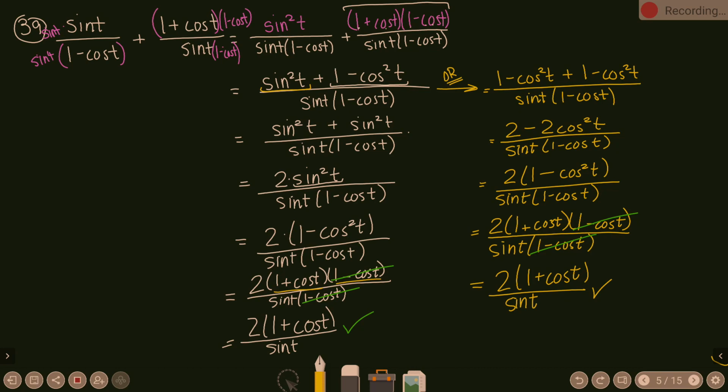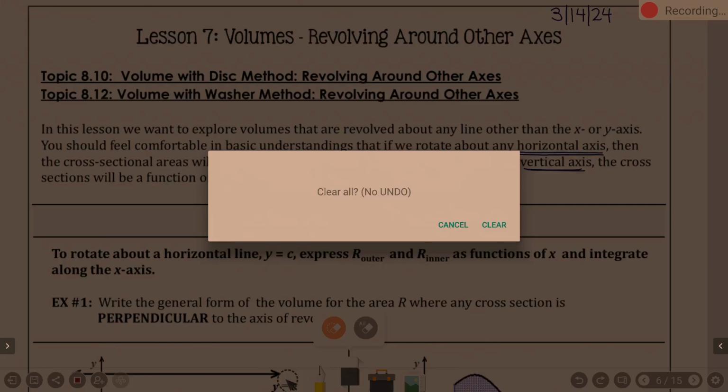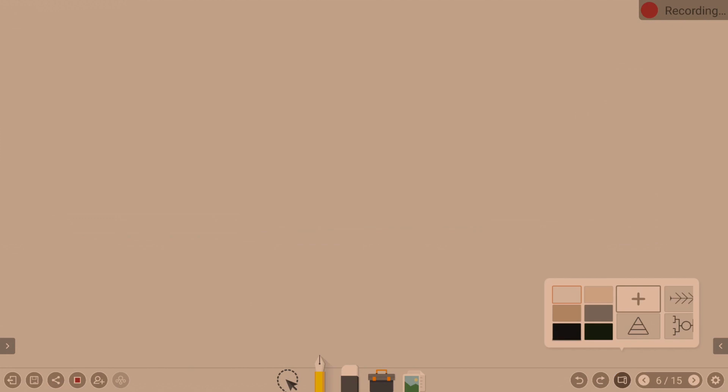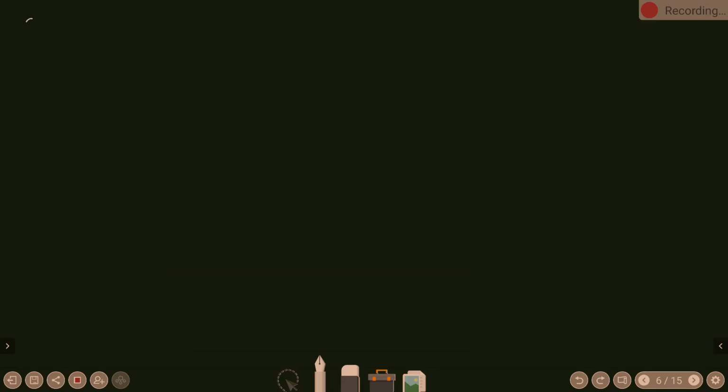Okay, where am I supposed to be going next? 36. I tried it again, and I feel like I'm almost there, but I just can't. Almost there, but not there? Let's see, we don't need this page anymore. Okay, 36 is sine over 1 plus cosine.